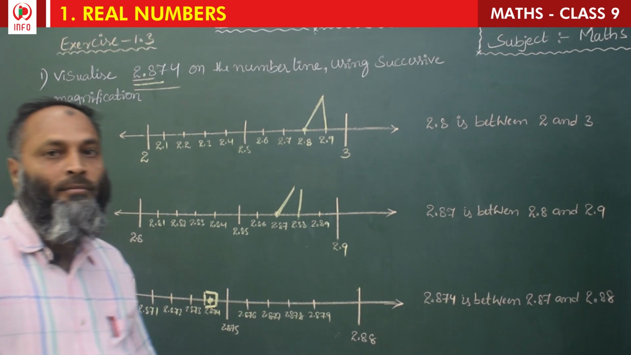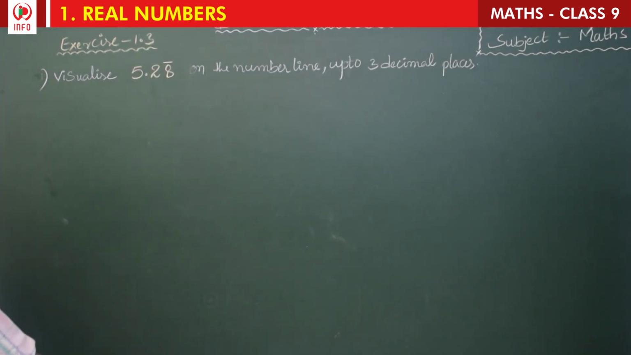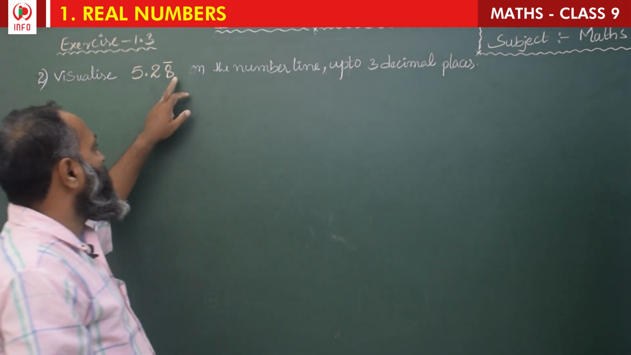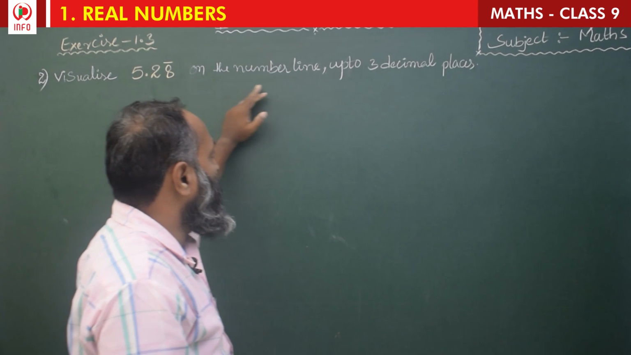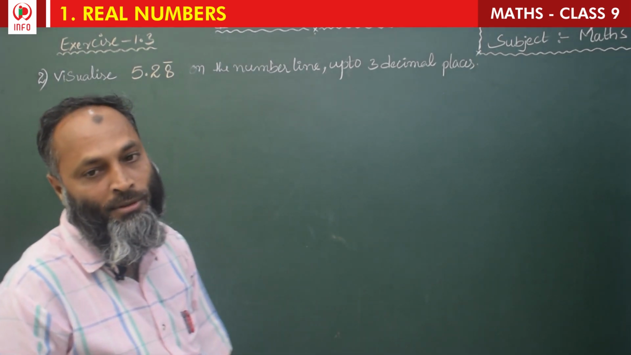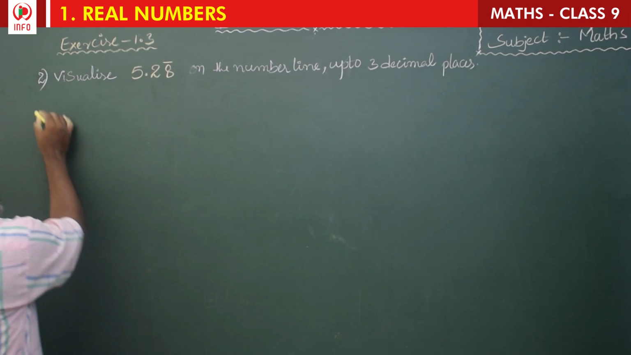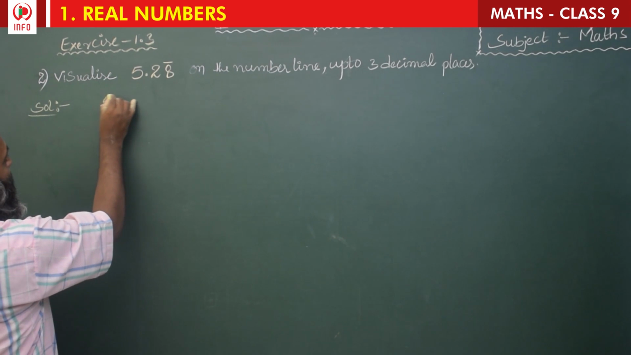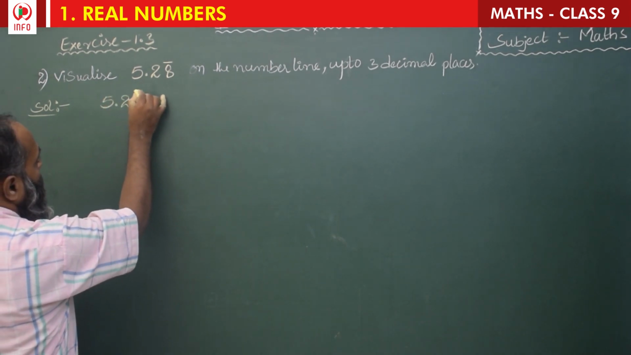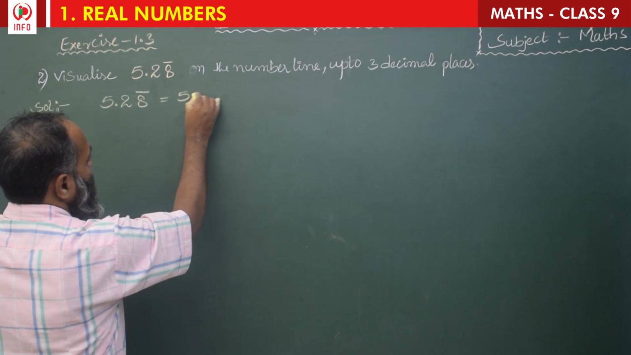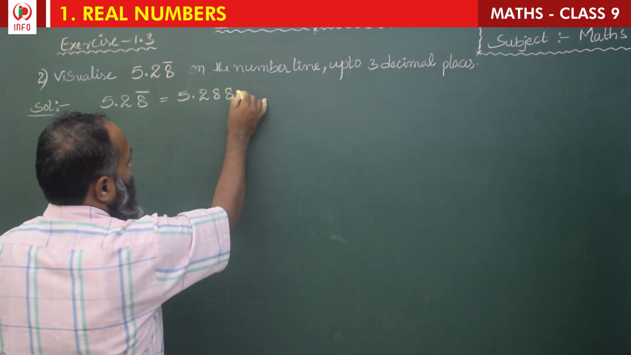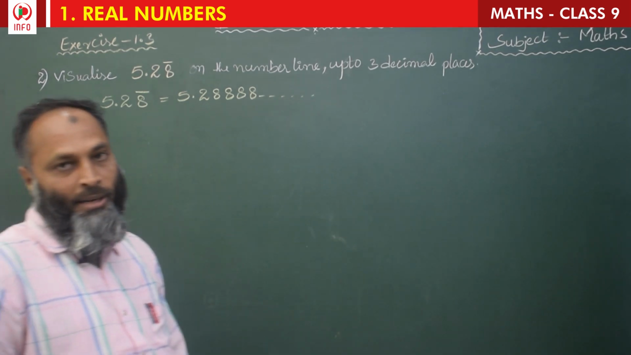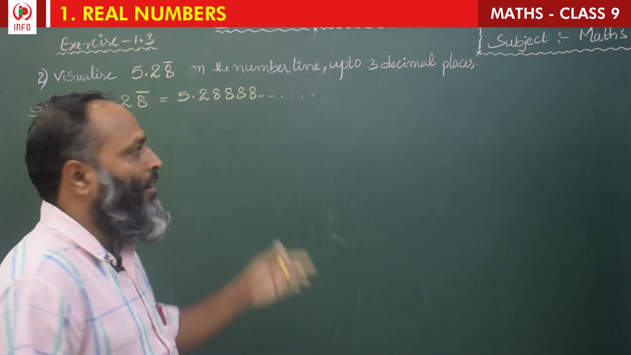Okay. The second question, visualize 5.28 bar, so the bar is on 8, on the number line up to 3 decimal places. Now here is the solution, how to visualize. So 5.28 bar means 5.288888, it will continue infinite times. 8 will continue infinite times. Why? Because the bar is on 8.